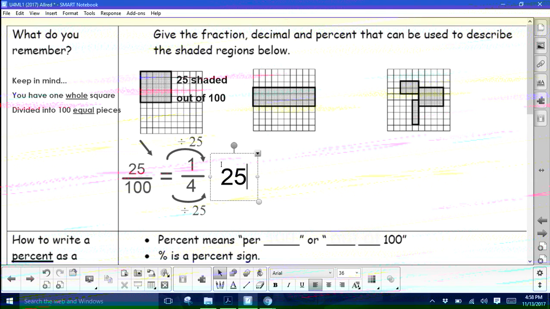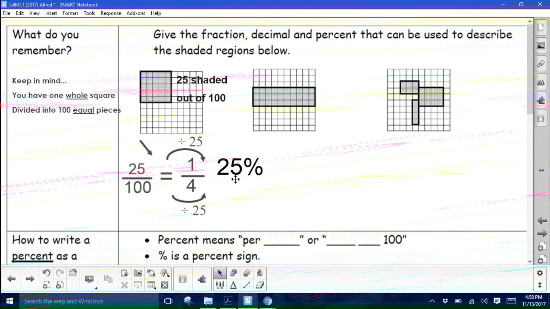The percentage version would be 25%. And the decimal version would be 25 hundredths. I got all of that information just by looking at this original fraction that said 25 100ths.